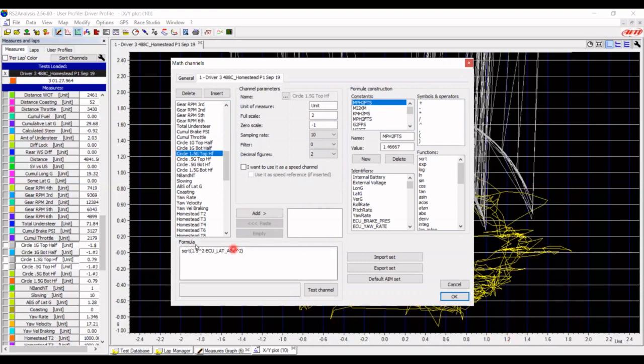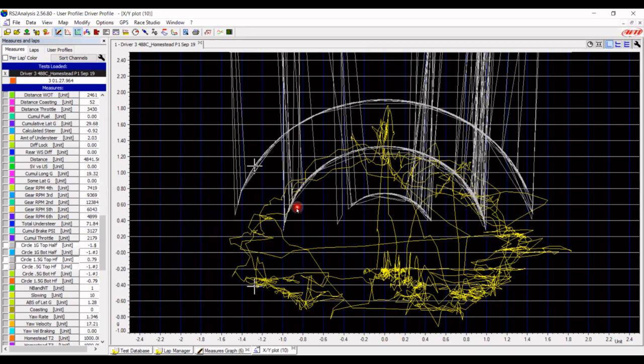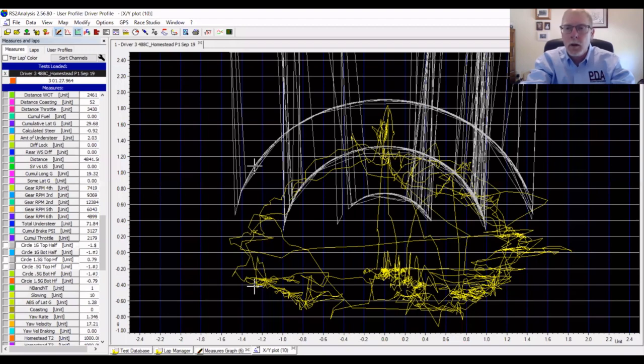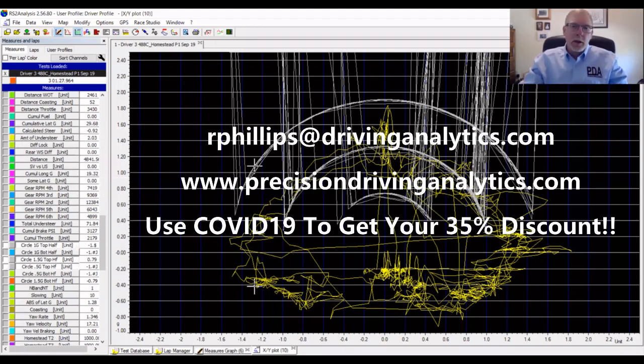And inside here, we're squaring that, and then subtracting the lateral acceleration squared. Then we're taking the square root of that, and that gives you these half circles. If you want to look up the calculations for a circle, that will probably help you understand this a little better. But if you just want to use that math channel, then you don't have to worry about it. Okay, so there you have it. Hopefully you find this helpful.